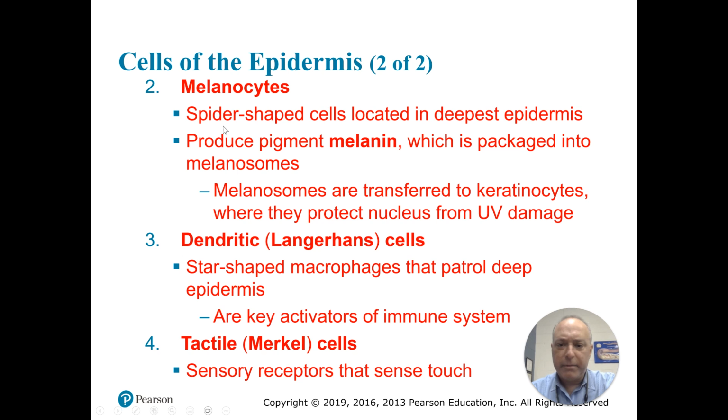Then we have melanocytes. These are spider-shaped cells located in the deepest part of the epidermis, and they produce melanin, which is what creates skin color. You have melanosomes that are transferred to keratinocytes where they protect from UV. Besides keratinocytes and melanocytes, we've got dendritic cells, which are the cells of Langerhans. These are star-shaped macrophages that patrol the deep epidermis. These are part of the immune system. Then we've got tactile cells, also called Merkel cells, which are sensory receptors that sense touch.